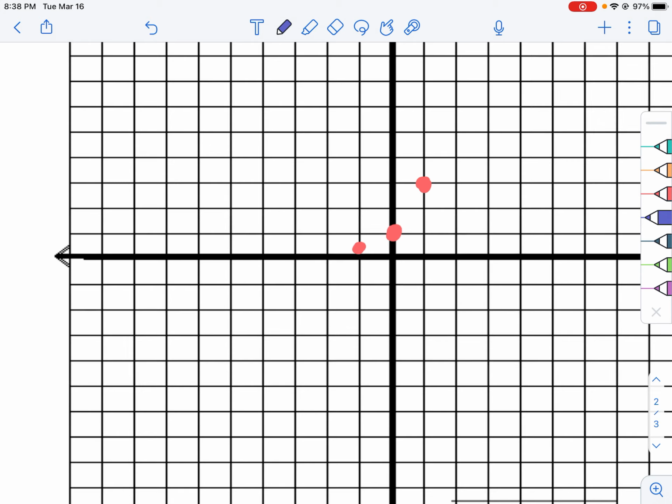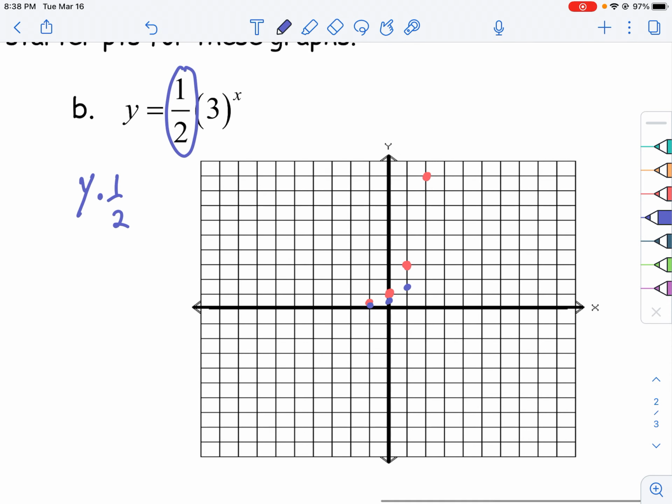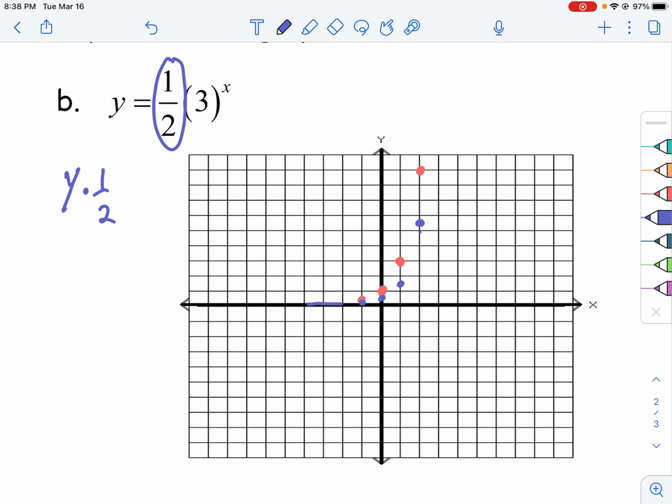So 1/2 of 1 would just be a half. 1/2 of 1/3 would be 1/6. 1/2 of 3 would be 1.5, which puts us right here. And then 1/2 of 9 would be 4.5. So that would put us right here, and there's our new graph.